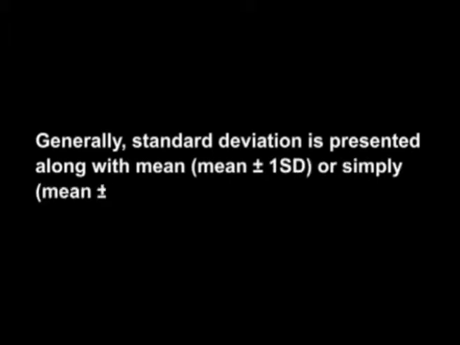Generally, standard deviation is presented along with mean plus minus 1 SD, or simply we write mean plus minus SD. From mean and standard deviation, one can get an idea about the spread of the values of a variable on either side of the mean. Larger the value of the standard deviation, greater is the spread of the values of the variable around the mean. And this indicates that in the data, heterogeneity is present.